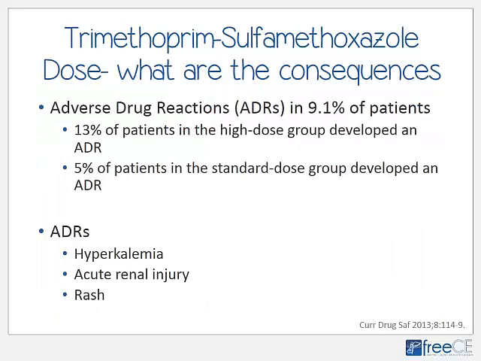The other thing I think we have to think about are what are the consequences of using the higher doses of trimethoprim sulfamethoxazole. In this particular study, adverse drug reactions were seen in 9.1% of patients. 13% of the patients in the high dose group developed an adverse drug reaction, whereas only 5% of patients in the standard dose group developed an adverse drug reaction. And the most common adverse drug reactions, not surprisingly, were hyperkalemia, acute renal injury, and rash.